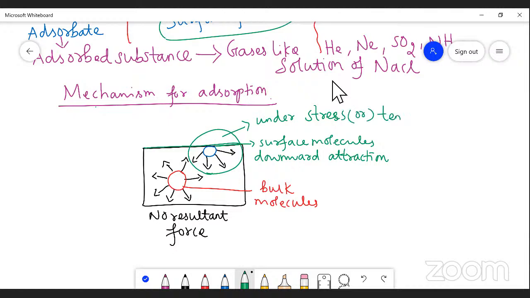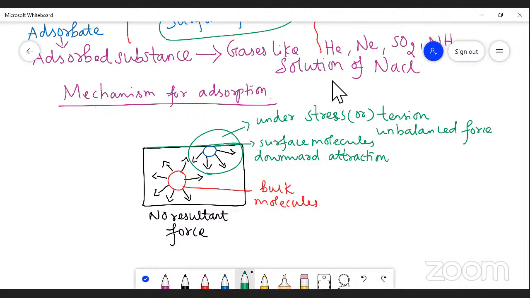So the surface molecule is always under tension or stress because of the unbalanced force. In the bulk, the forces act on all sides, but at the surface the force acts only downwards and there is no force upward. This is called an unbalanced force. So the surface molecule experiences the unbalanced force, and because of that it is always in a condition of continuous stress or tension.